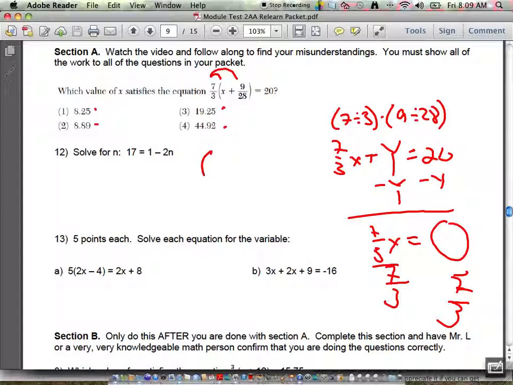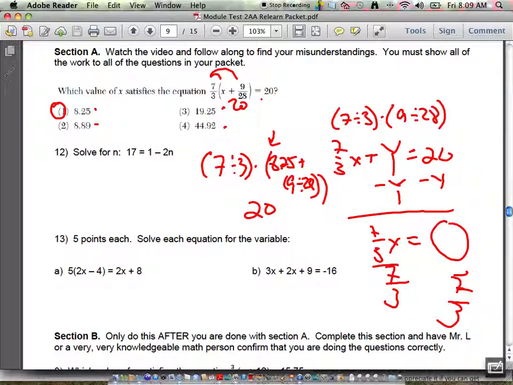literally type in parentheses 7 divided by 3 parentheses times parentheses 8.25 plus parentheses 9 divided by 28 parentheses, and then another parenthesis for the first one here to pair up with that. Work it all out. See what your calculator tells you. It's going to tell you 20. That means that the left side equals 20, the right side equals 20, so the correct answer is choice 1.